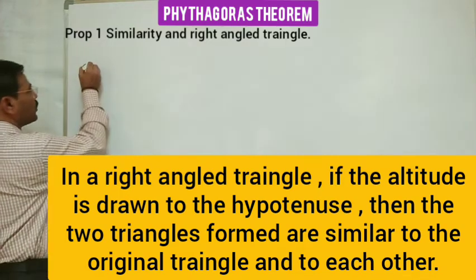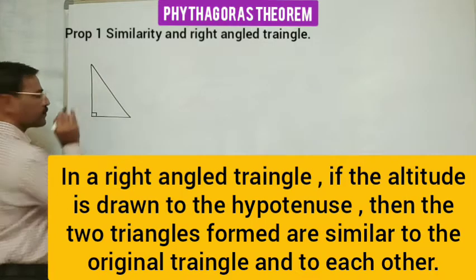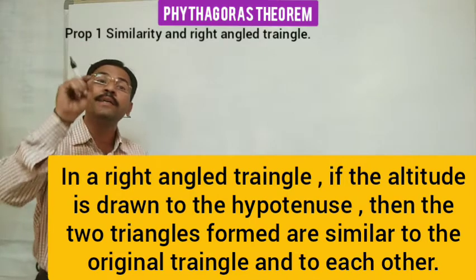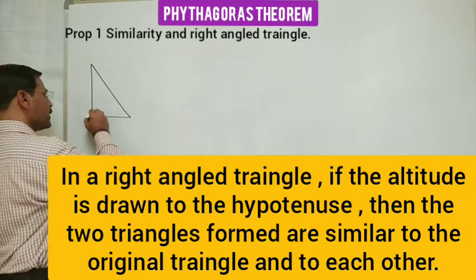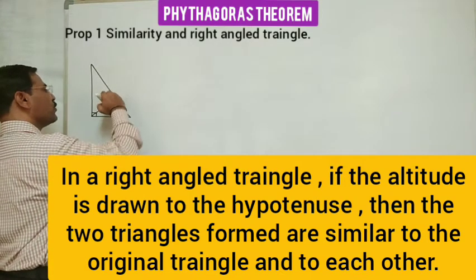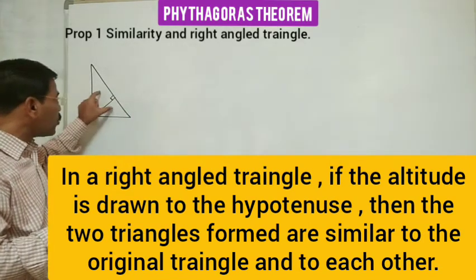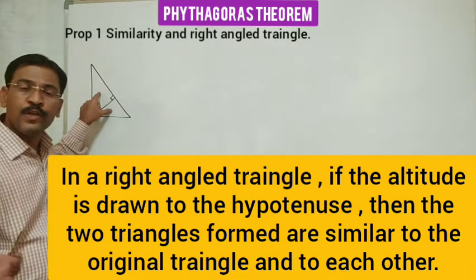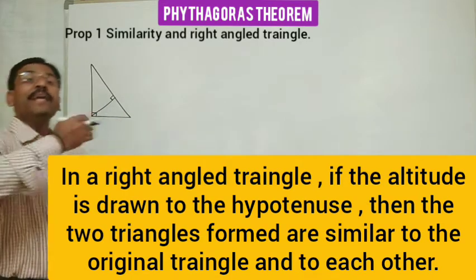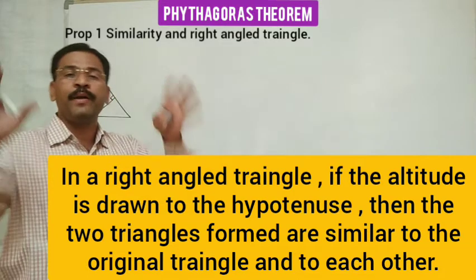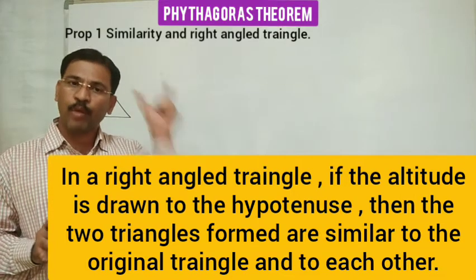Look, first I'll draw the figure here. In this particular triangle, we have to draw one altitude from the vertex of the right angle to its hypotenuse. See here, like this we have to draw one altitude, or perpendicular, to its hypotenuse. Then two triangles form, which are again right angled. So these two triangles are similar to the original triangle and to each other. This is the statement of this one: similarity in a right angle triangle. This is the property in which what?